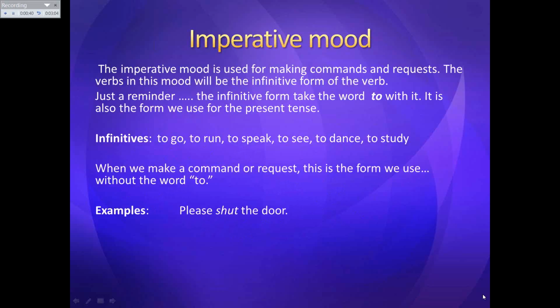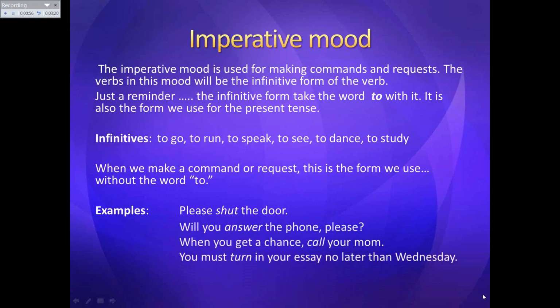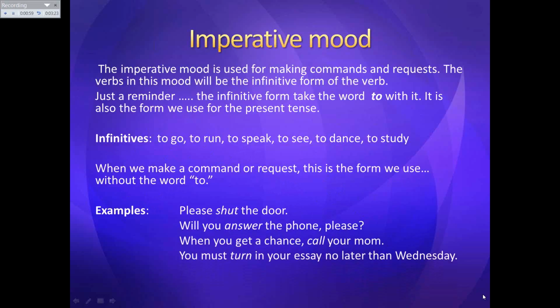When we make a command or a request, this is the form we use, but we leave off the to. So we could say, please shut the door. We don't say please to shut the door. I think they might in Britain or somewhere, but over here we just say please shut the door. Will you answer the phone, please? When you get a chance, call your mom.